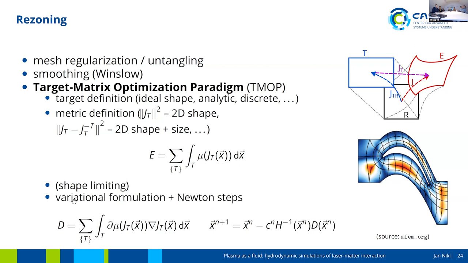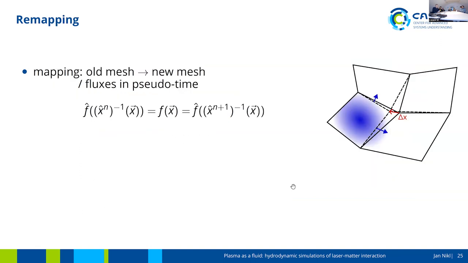And we do so with a variational formulation. So we rather minimize the derivative of this integral here. This is the classical Newton method, for example. So we proceed like this, where H is then the Hessian matrix for the metric. And we have steps C here. The steps are then given by the remapping phase.